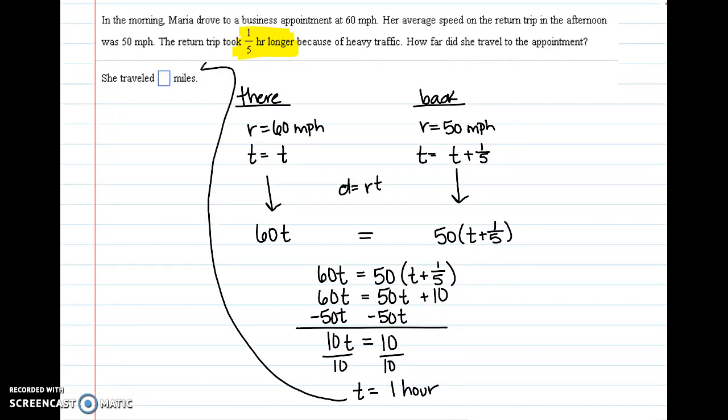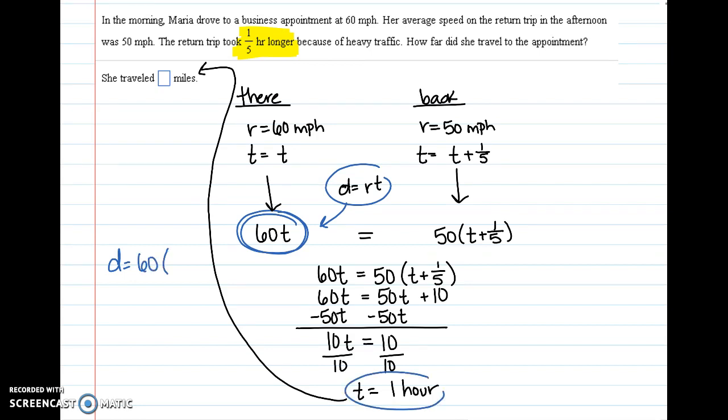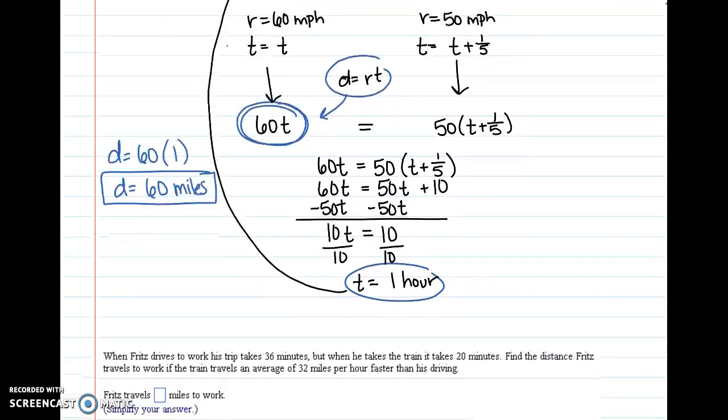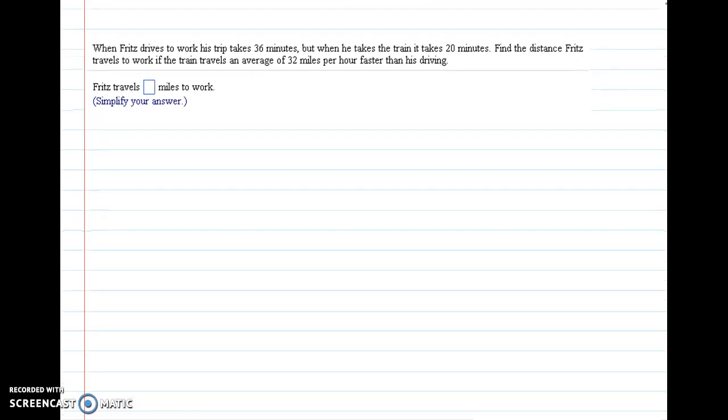Well, t equals 1 hour is how long it took, but it's not the distance in miles. So we go back up here and remember that distance equals rate times time. On the way there, her rate was 60 miles per hour, and it took her 1 hour. So 1 hour at 60 miles per hour, she traveled a distance of 60 miles. And there's our final answer. So just be really careful when you do these that you're actually finding what they're asking for.